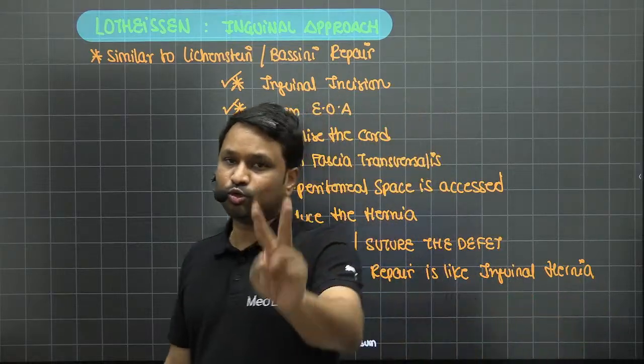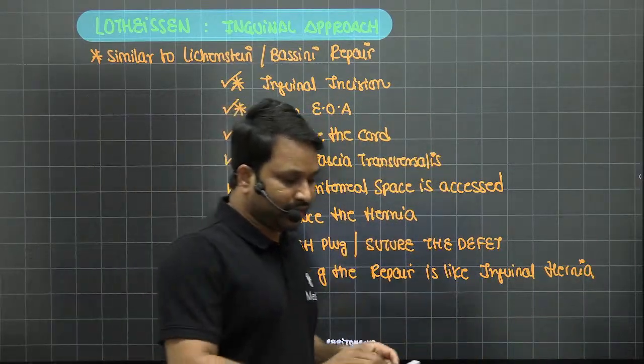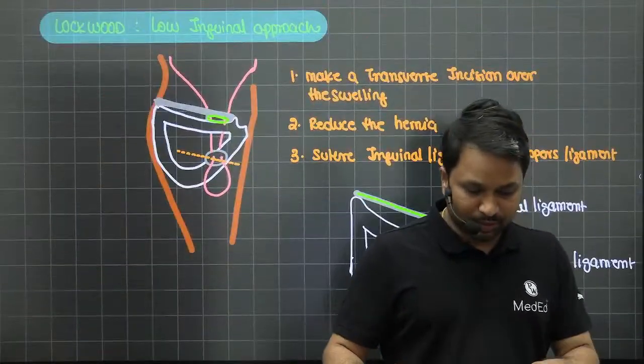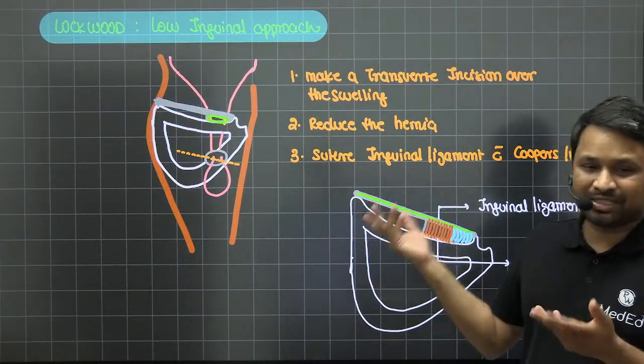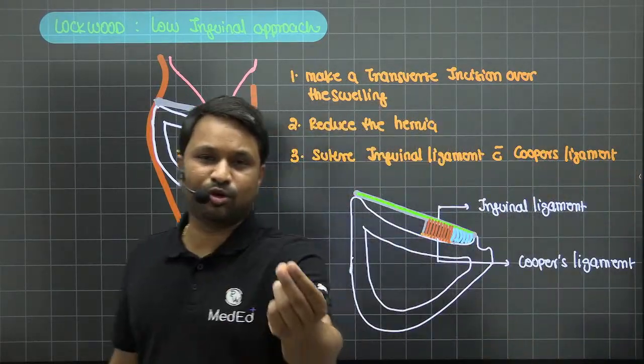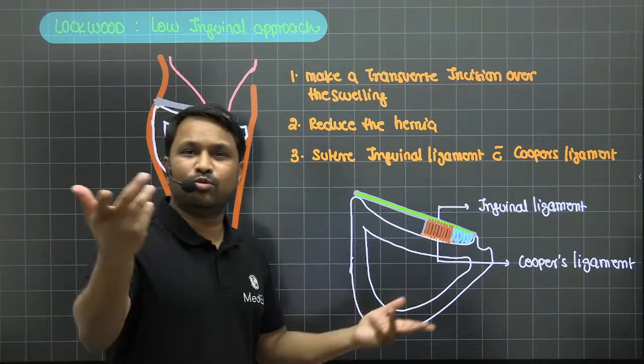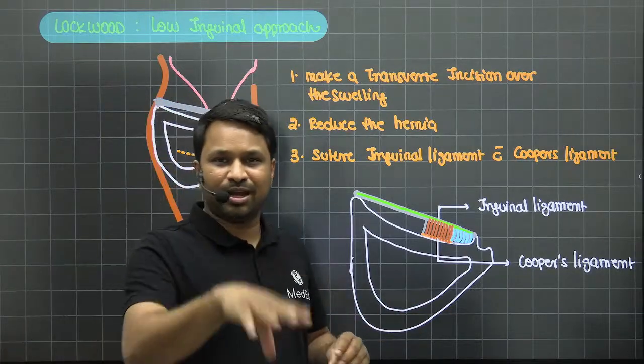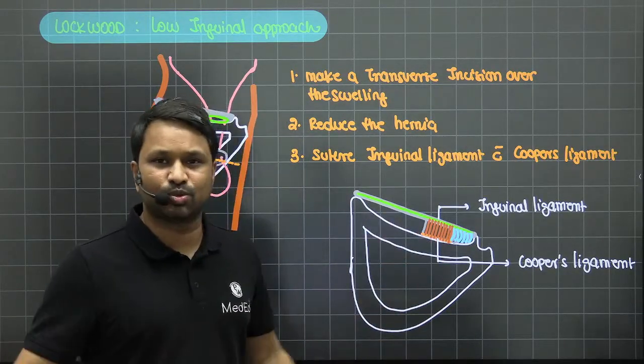Okay. So two approaches for femoral hernia, both are important. One, a very simple basic one that I told you, is the Lockwood approach. Even a child can do Lockwood. If I make you do a femoral hernia surgery by Lockwood, you will say, sir, hernia is so simple: incision, reduce, suture the inguinal ligament to Cooper's ligament, done.